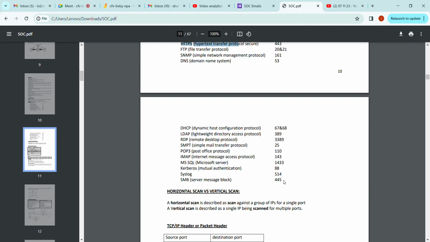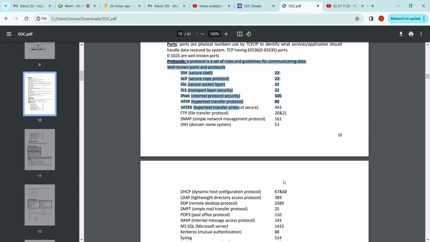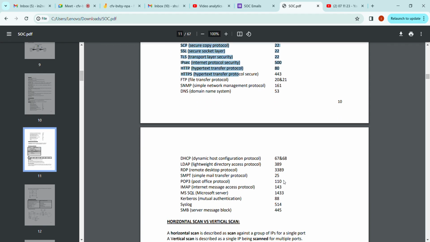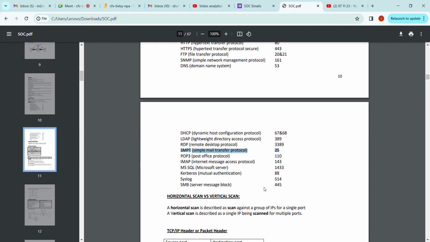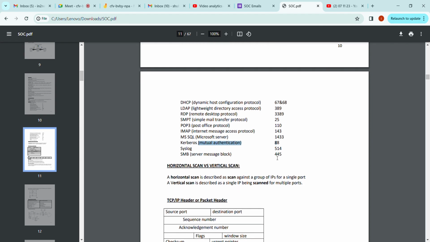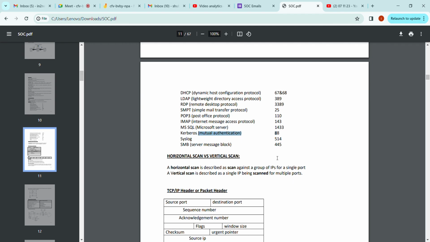Most of the time they will be asking what is the port number for SMTP, HTTP and HTTPS. So HTTP is 80, HTTPS is 443 and SMTP is 25. Port number 25 is basically the port that enables emailing, Simple Mail Transfer Protocol. Sometimes Kerberos too, almost all are important, so just have a note of all these port numbers.